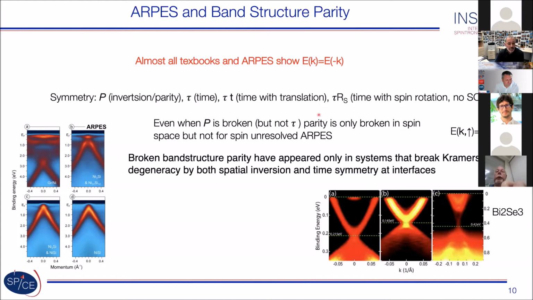If you have parity broken, but the time-reversal symmetry of your system is still there, you do have an evenness, not in the spin sector, but if you are in unspin-resolved ARPES, you would also have that, as we know from the Rashba systems, for example. The only way to, of course, break this parity is if you break everything. If you break band structure, both in the interfaces, everything is broken, you will, of course, break this symmetry.